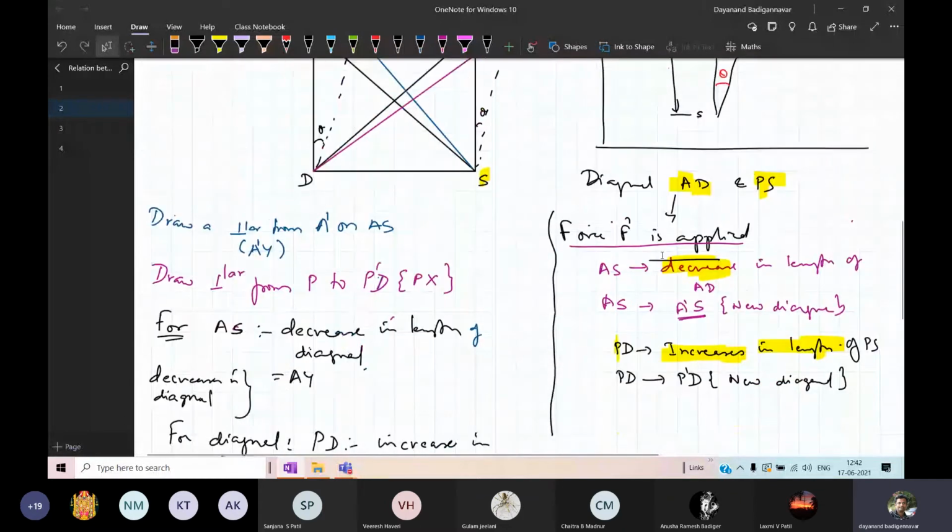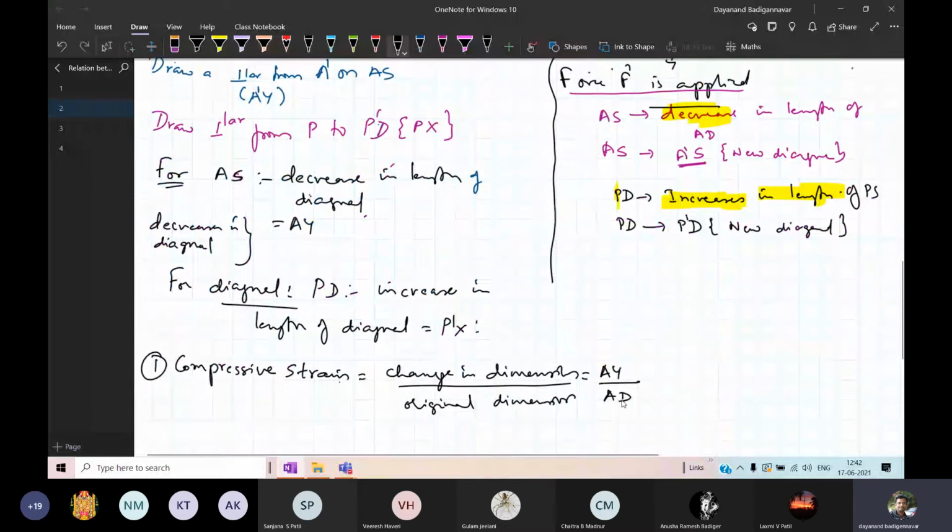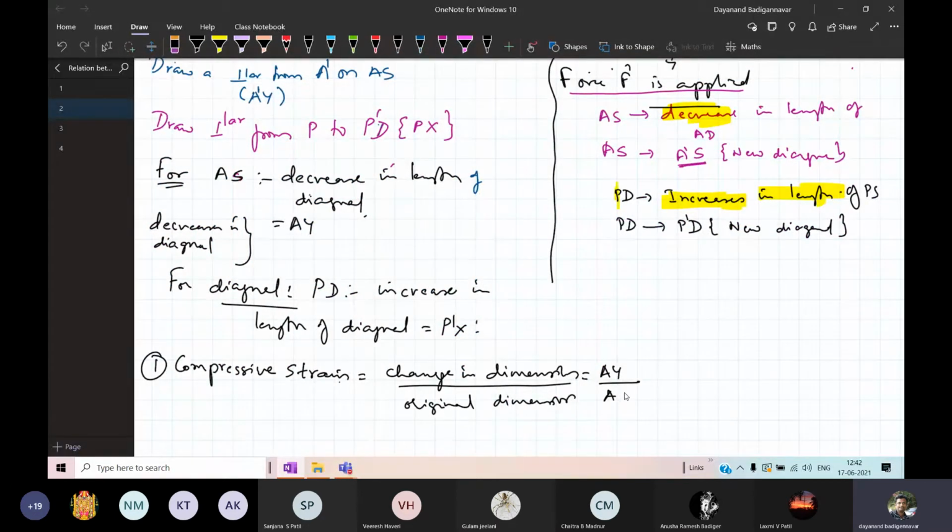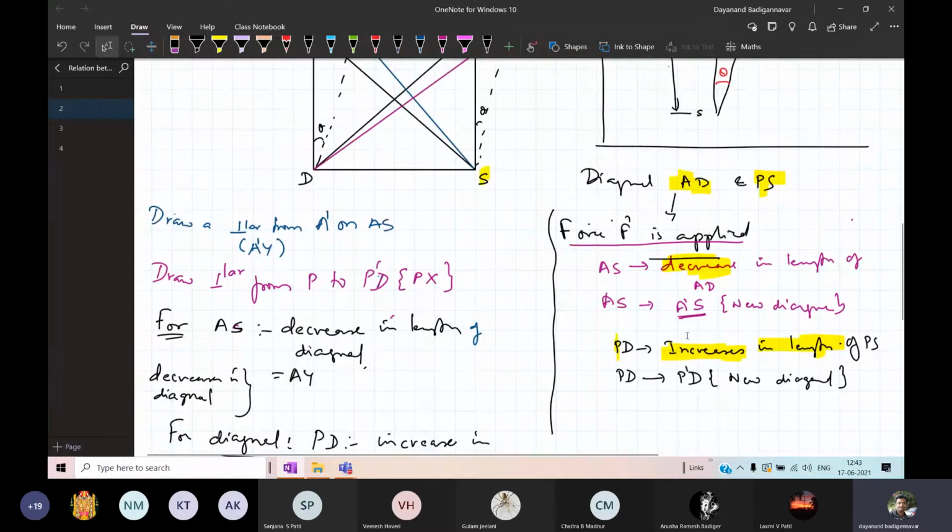So I have to write it as AS. Sorry for the delay. You have to bear with me for this one. These are small errors, they do happen. So this is AS. This I will take as the first one, the compressive strain. Now go for the second one.